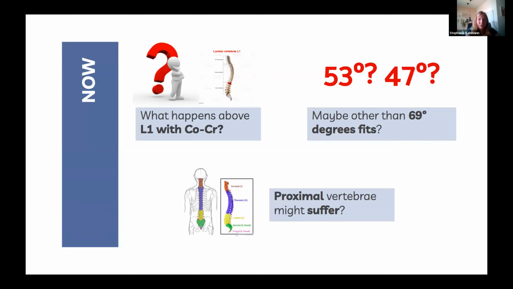So now we are wondering what happens above the L1 when we use the stiffer rod. Might the proximal vertebrae suffer? And also, are there other angles that would fit better, maybe 53?